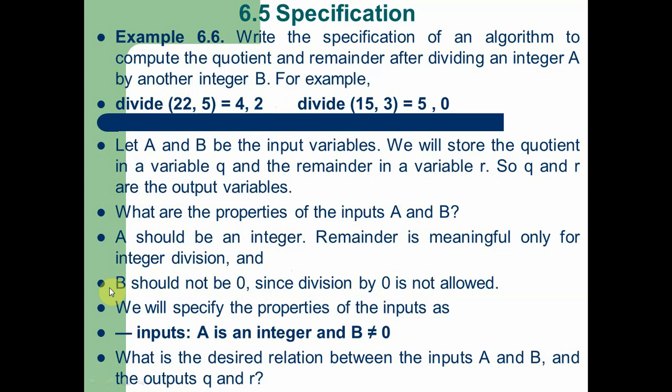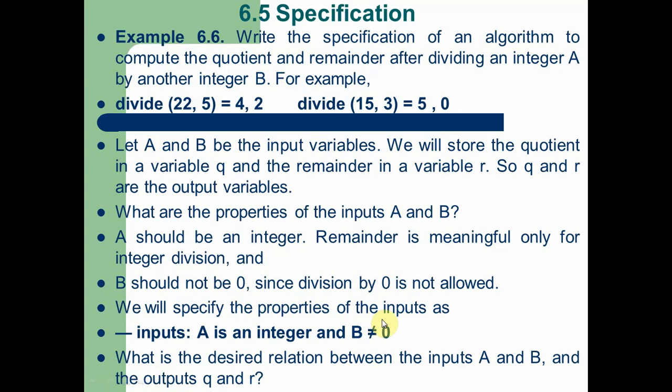Next, B should not be 0. That is the second number. This is the A number, this is the B number. B should not be 0 since division by 0 is not allowed. Of course we cannot divide any number by 0. That's why the second number, the number by which we try to divide the first number, should not be 0. This is the relationship between B and the quotient.